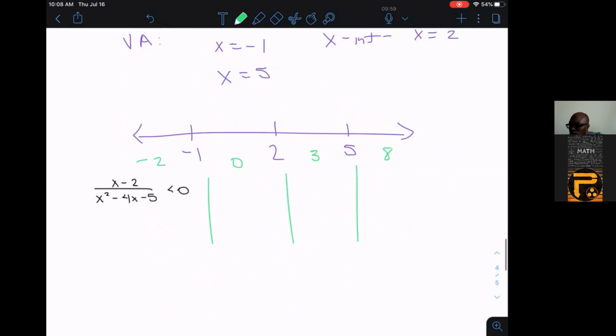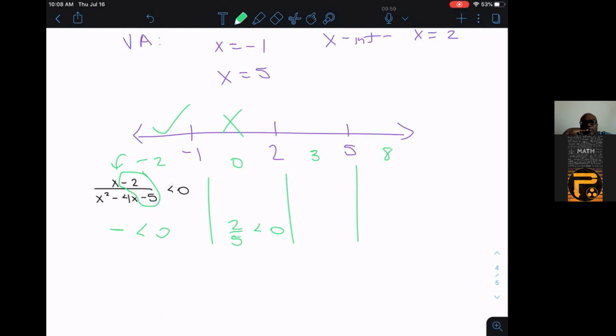You guys can see how I'm testing things. If you plug -2 into x, you get a value that is going to be negative. A negative is less than 0, so this interval works. Then when you plug in 0, all you can look for is the last two values that don't have any x's. That is negative 2 over negative 5, which is positive 2 over 5. Is this less than 0? The answer is no.